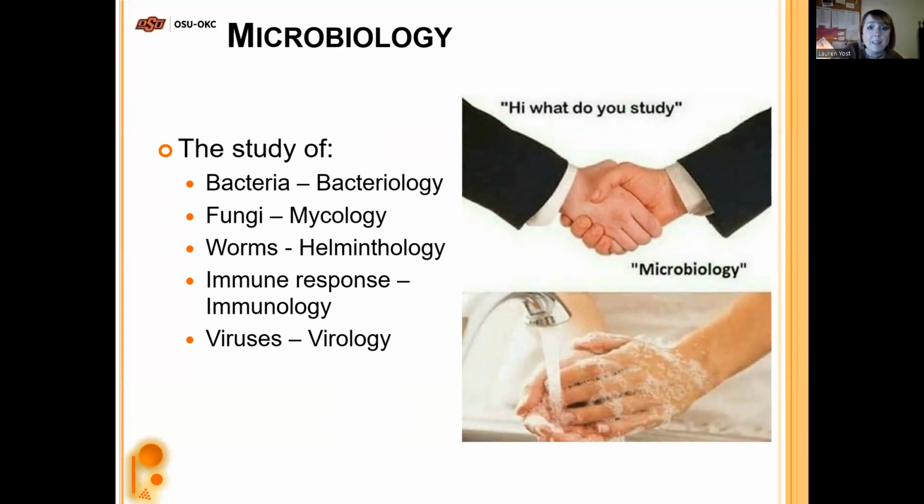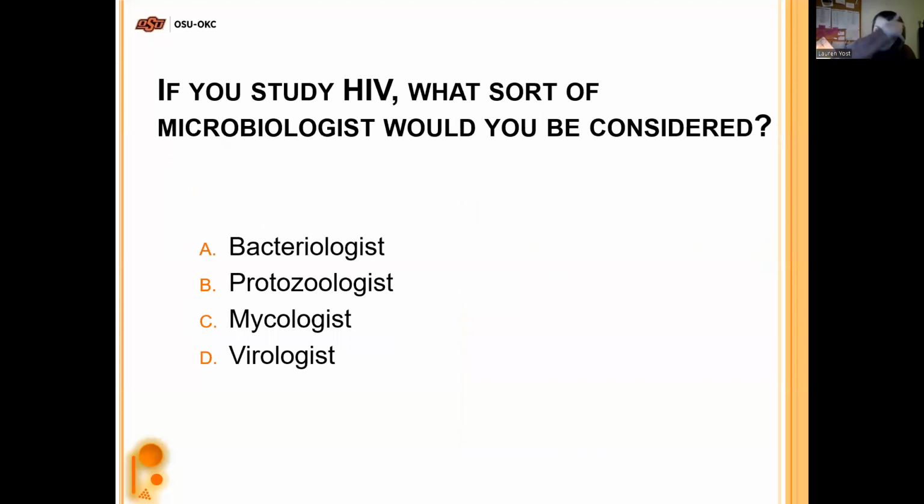study of bacteria. If you're studying bacteria, that's bacteriology. Studying fungi, that is mycology. Worms, that's helminthology, because they're helminths. I know, we had to make it a weird word and couldn't just make it wormology or something. Studying the immune response is immunology, and then studying viruses, which are a different thing from all of this, believe it or not, that's virology. Okay, so if you studied HIV, what sort of microbiologist would you be considered? You would be a virologist, right? Because HIV is human immunodeficiency virus.